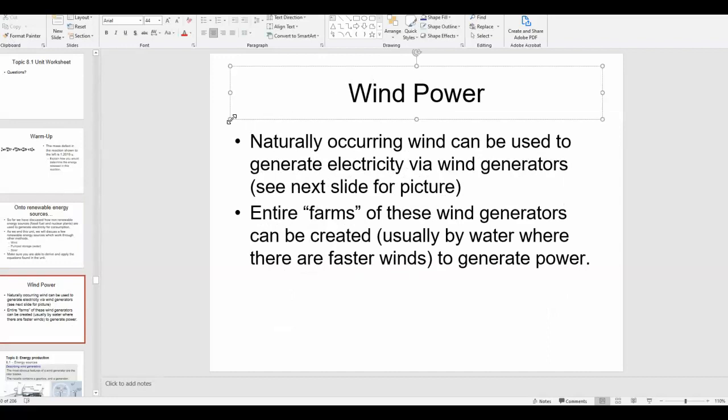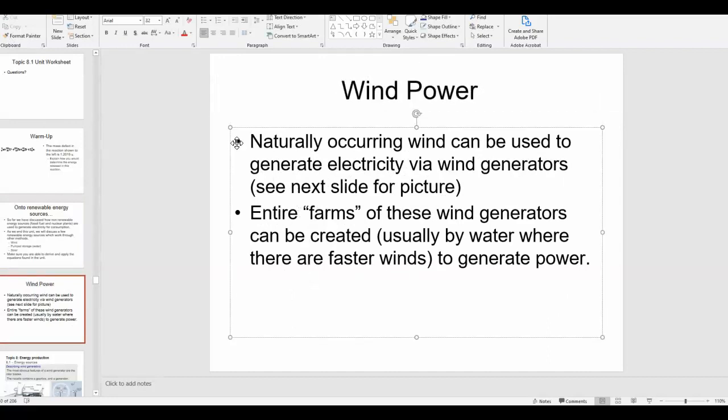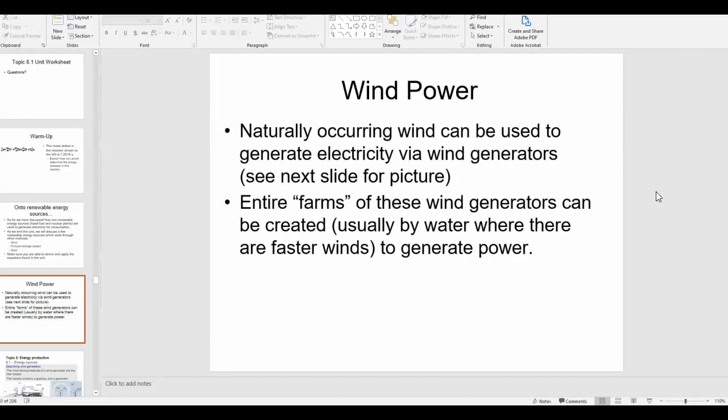Of course you probably know this, but naturally occurring wind can be used to generate electricity through wind generators. And basically, we've talked about electromagnetic induction before. Electricity production, for the most part, unless you're talking about a battery or something, is created through electromagnetic induction. You somehow get a coil or a loop of wire to rotate through a magnetic field, and that changing magnetic field produces a current. And so in the case of the wind turbine, as the turbine goes around, that spinning motion turns that loop of wire through a magnetic field and produces electricity that way.